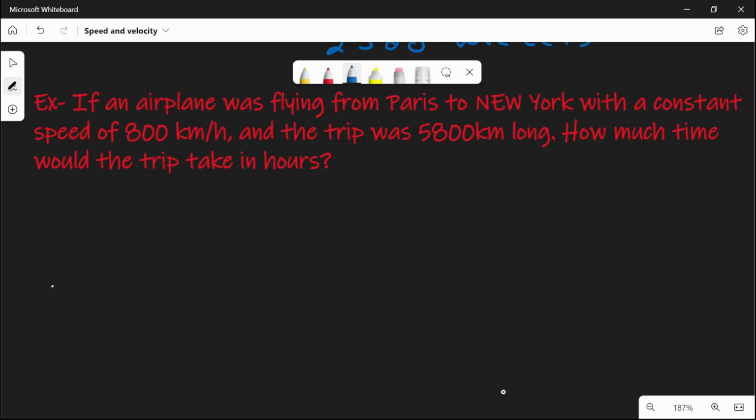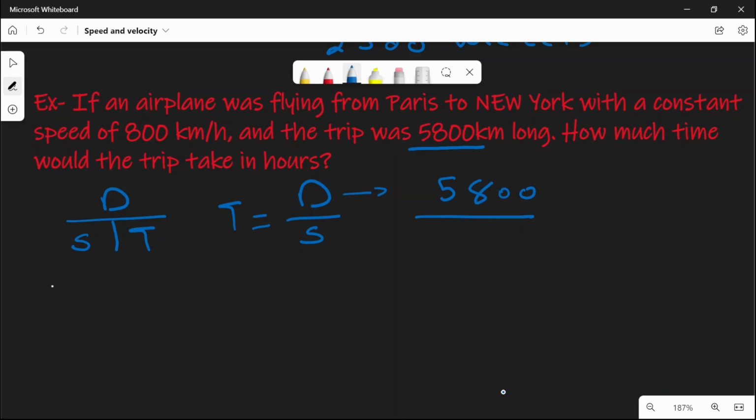So we know that time is equal to distance over speed. The distance given here is equal to 5,800 kilometers, and the speed is equal to 800 kilometers per hour. So dividing these two values will get the time. So the answer will be 7.25 hours.